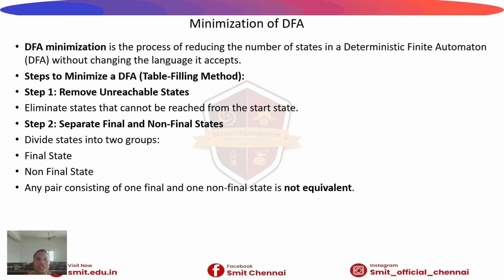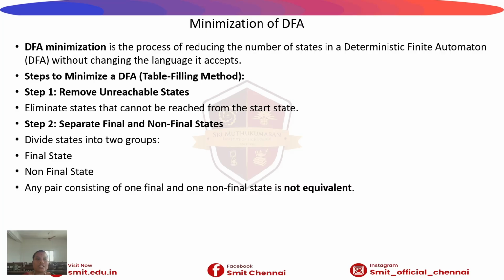So the final topic of the first unit is minimization of DFA. Minimization of DFA means the process of reducing the number of states in a deterministic finite automaton without changing the language it accepts. The table filling method is an important one. Step one is to remove unreachable states: eliminate states that cannot be reached from the start state.